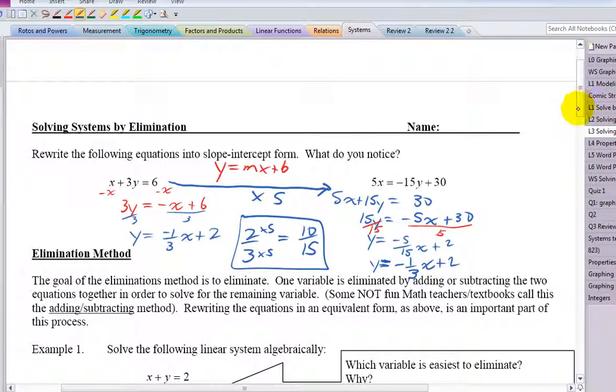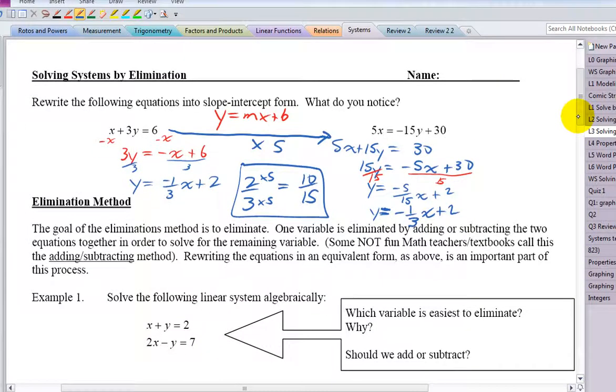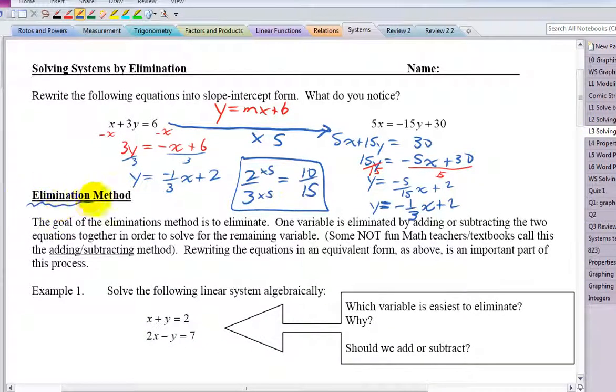And that's going to help us eliminate by adding or subtracting. So today we're doing elimination, which means the term will cancel to 0. It'll be eliminated. And we do this by adding or subtracting the two equations to solve for one of the variables. Now, some textbooks won't call it elimination. They call it adding, subtracting. And so you're going to actually see it on your worksheet. Now, what we want to do is rewrite the equations in an equivalent form. That's going to be an important thing that we're going to do as well.